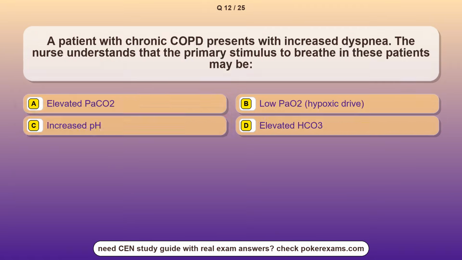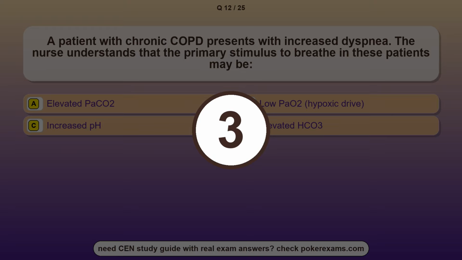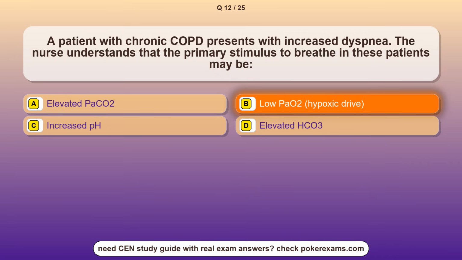Question 12. A patient with chronic COPD presents with increased dyspnea. The nurse understands that the primary stimulus to breathe in these patients may be: Option A. Elevated PaCO2. Option B. Low PaO2, hypoxic drive. Option C. Increased pH. Option D. Elevated HCO3. The correct answer is option B, low PaO2, hypoxic drive.